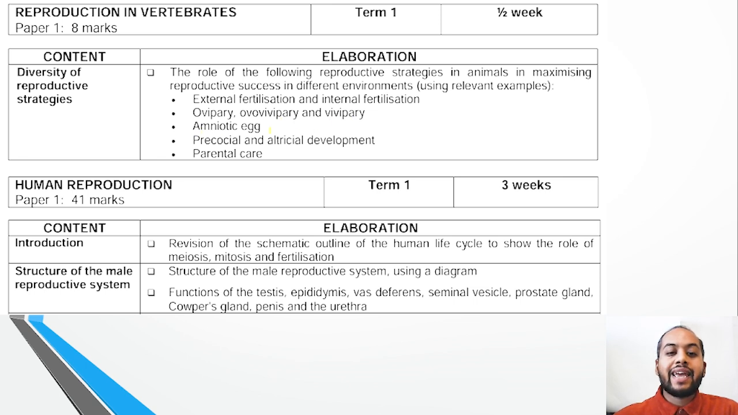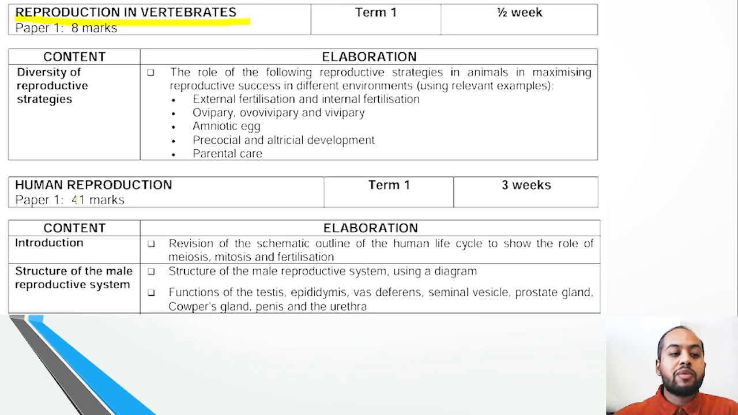The amniotic egg, that includes the diagram of the amniotic egg, the functions of the different parts in the amniotic egg, precocial and altricial development, the differences between the two, parental care. These were the things that we learned that you need to be able to understand within reproduction in vertebrates.